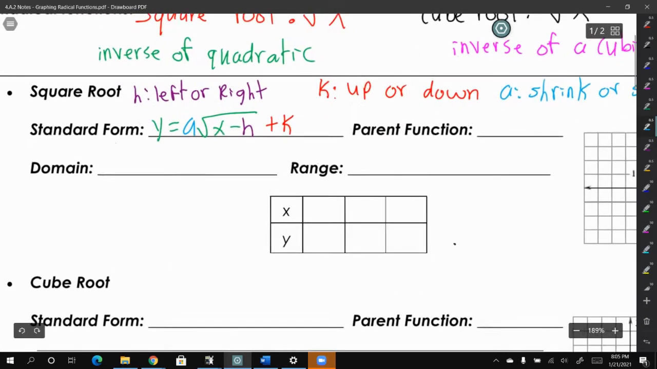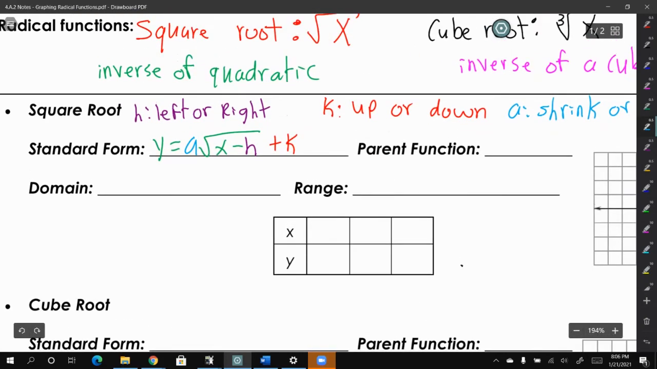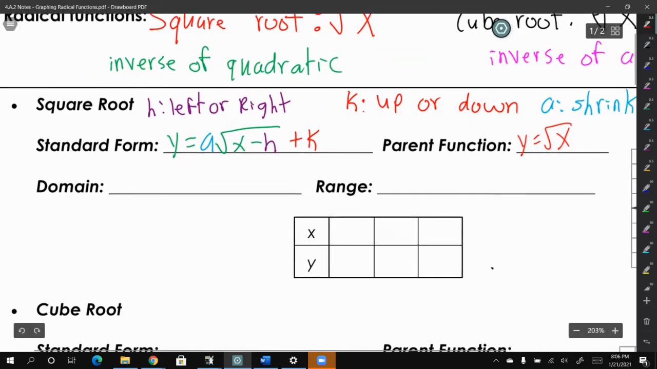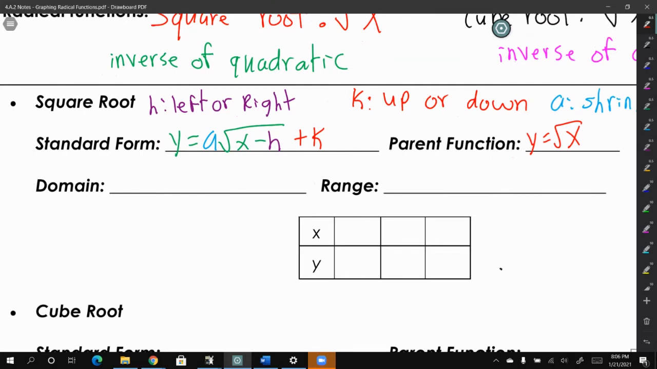So the parent function, we have that up here. It's just the square root of x. I usually call it the mother function instead. But it's just a square root of x, and then we shift that or transform that based on our a, h, and k values. Now, the domain of the standard form of our square root function is 0, infinity.